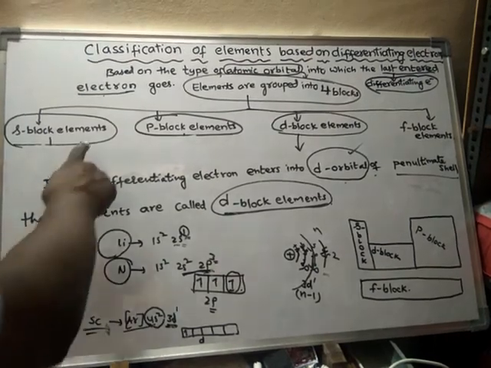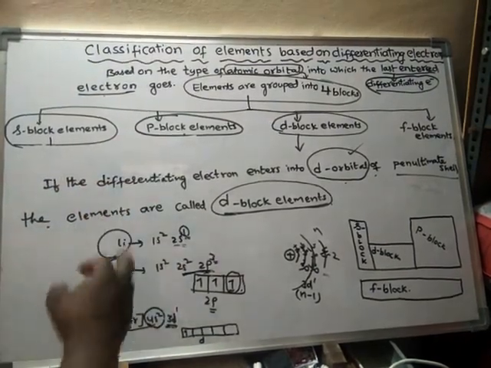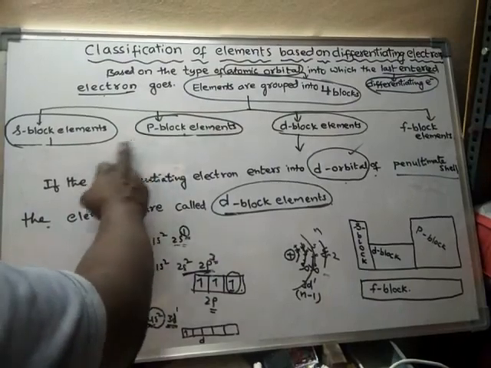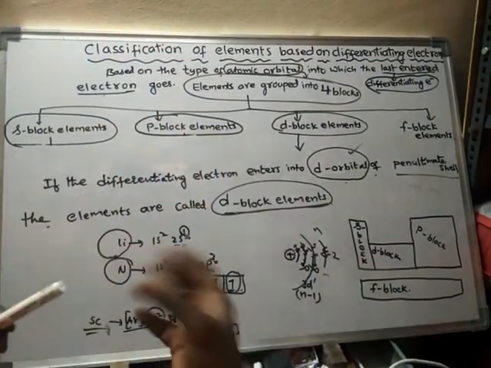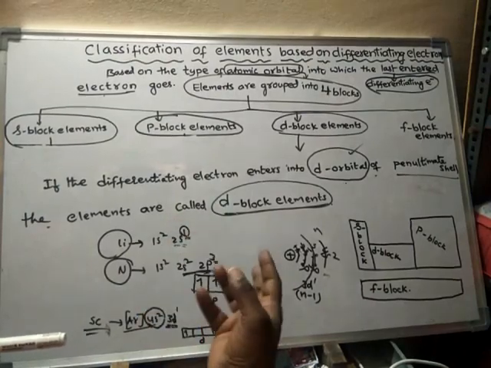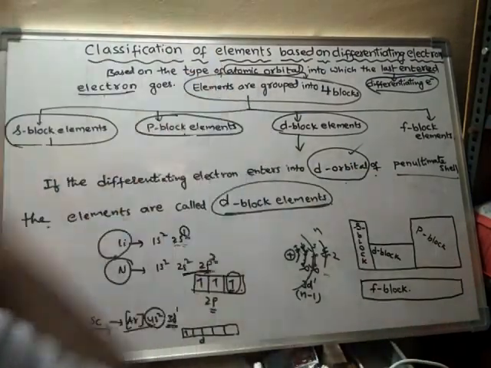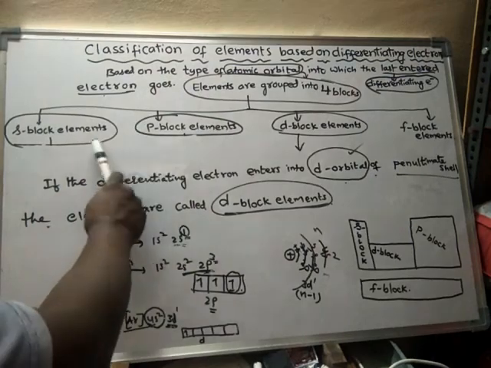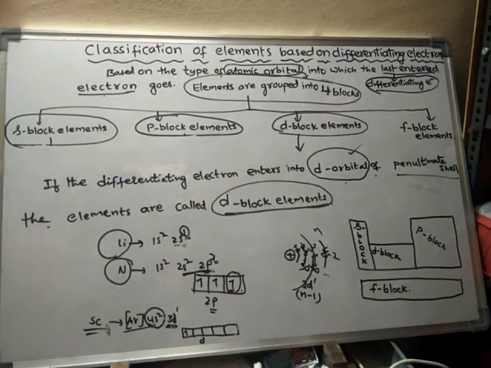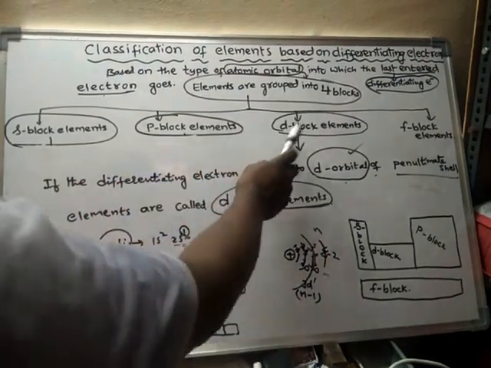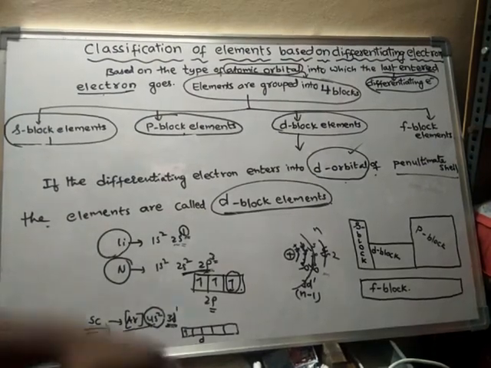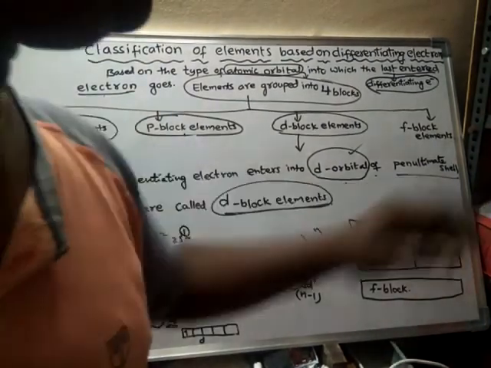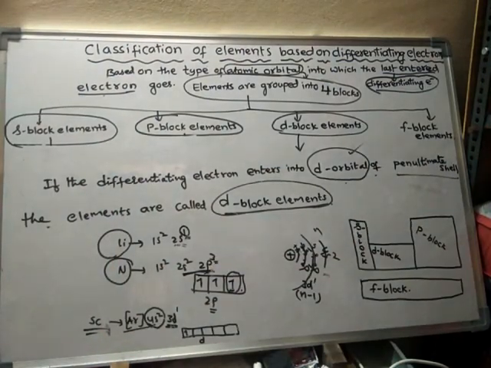So for these two, the last entered electron will be into the last orbit only. But for d block elements, the last entered electron will enter into the last but one orbit. That means the penultimate orbit, or penultimate shell. Right.